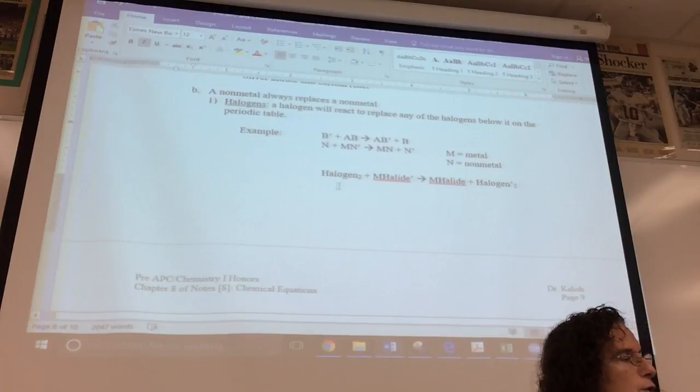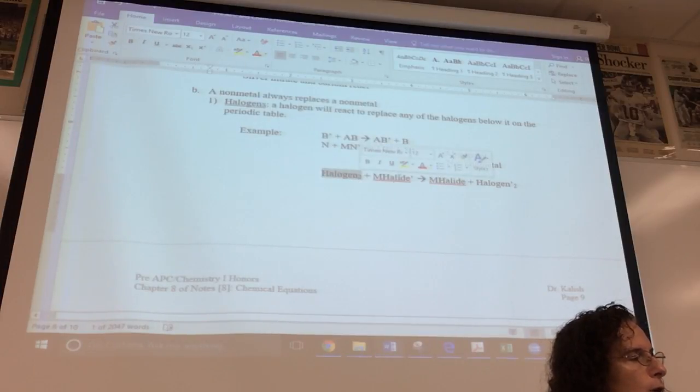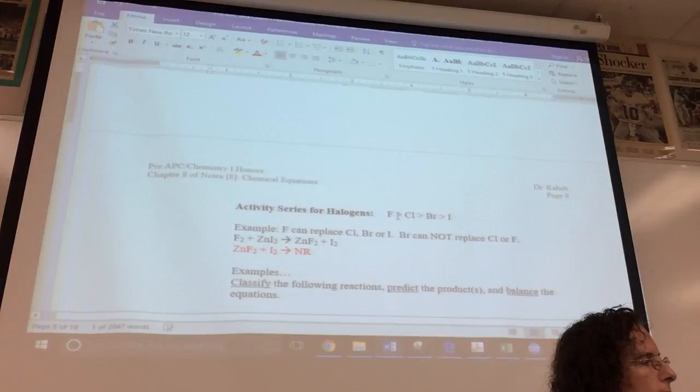All right, here's your basic format. You're going to start with a halogen that's more powerful than the halide ion here. This halogen can displace the halide ion out. When the halide ion gets displaced, it's the halogen, and you have a new compound. Different properties than what you started with. The activity series is as we showed.